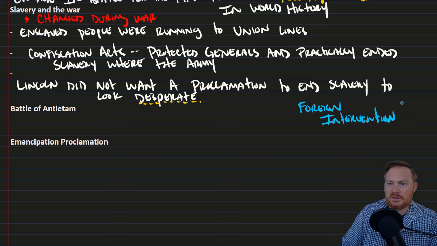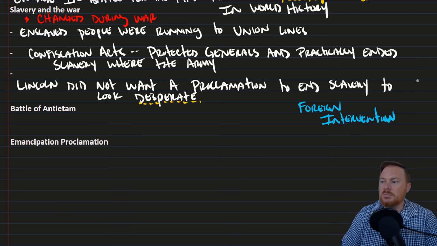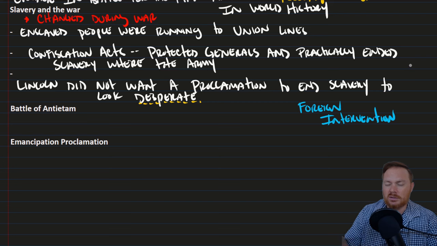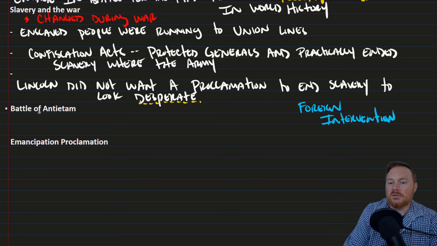And so, given these three realities, Lincoln came to the decision that he would issue a proclamation ending slavery, but he would only do so after a Union victory, right? That the Union needed to have some good news on the battlefield first. And then once some good news came and things looked better for the Union war effort, then he could come out and issue that declaration. And that's exactly what he did following the Battle of Antietam.